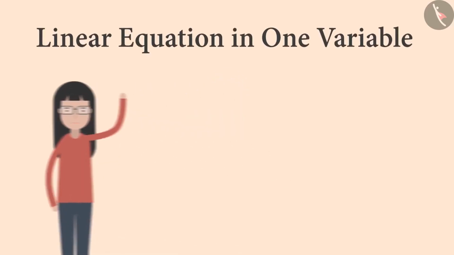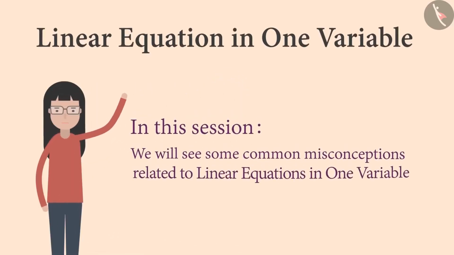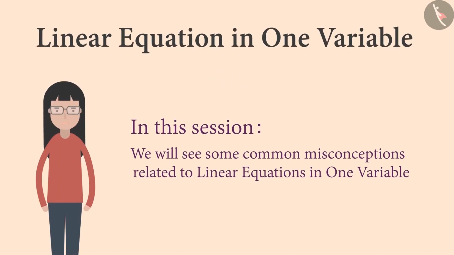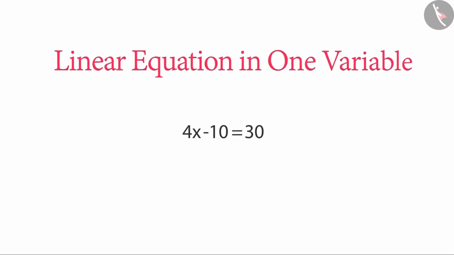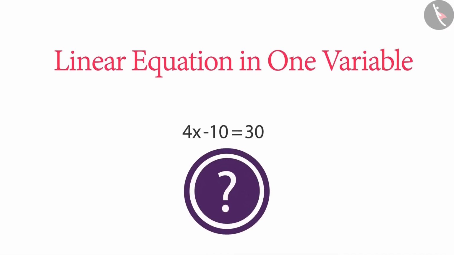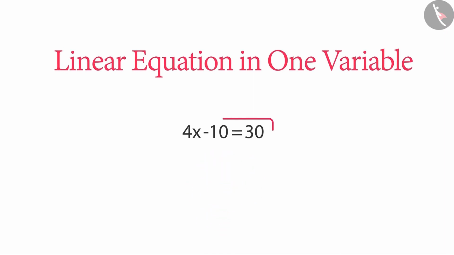Linear equation in one variable. In this session, we will see some common misconceptions related to linear equations in one variable. Look at this equation. We have learned that this is called a linear equation in one variable. Why? Because, first of all, it has only one variable. And second, the highest power of the variable is 1.